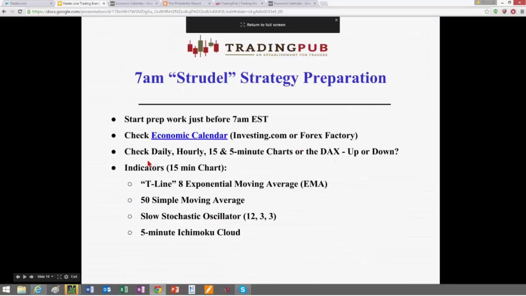I check the market on the daily, hourly, 15 and 5-minute charts. We want to see if the DAX is moving up or down. The indicators I use are the T line, which is the 8 exponential moving average, and the 50-period simple moving average. The slow stochastic oscillator is set at 12, 3, 3, and I'll dial down to the 5-minute time frame and take a quick look at how the market is moving relative to the Ichimoku cloud.